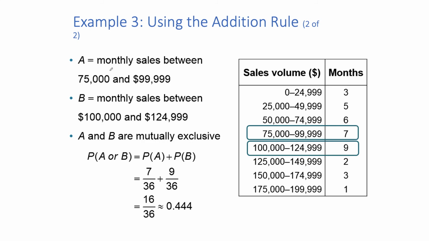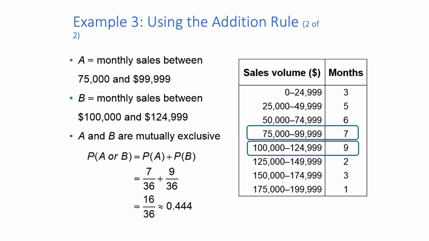So A is monthly sales. I can split it up into 2 sequence of events. One is that I can make sales in this range, or I can make sales in this range. If I'm in either of these 2 boxes, I can say that I made sales between 75 to 124,999. This or this will satisfy the conditions of my event. So A is monthly sales being in this box, so this is my A and this is my B.